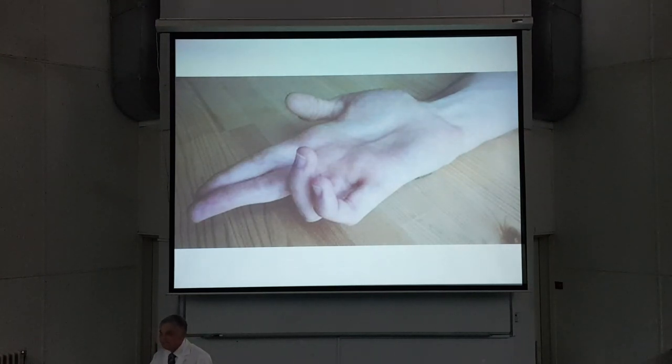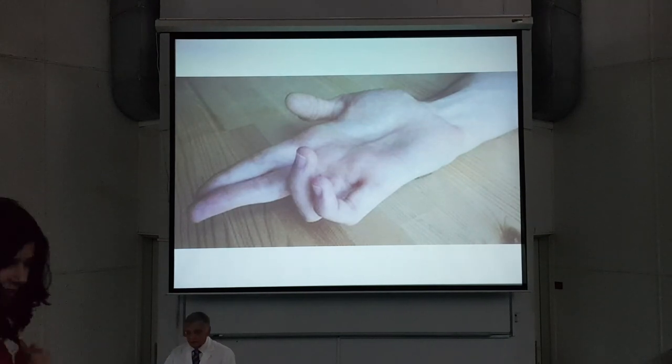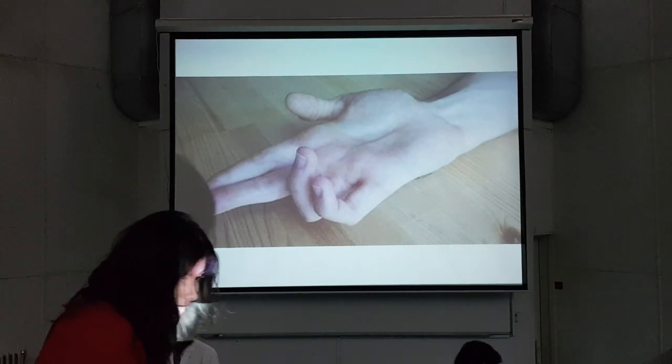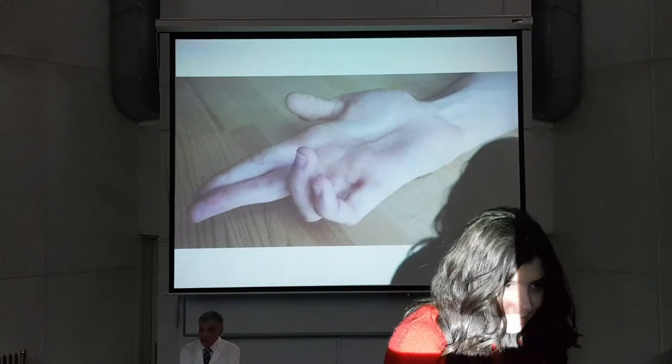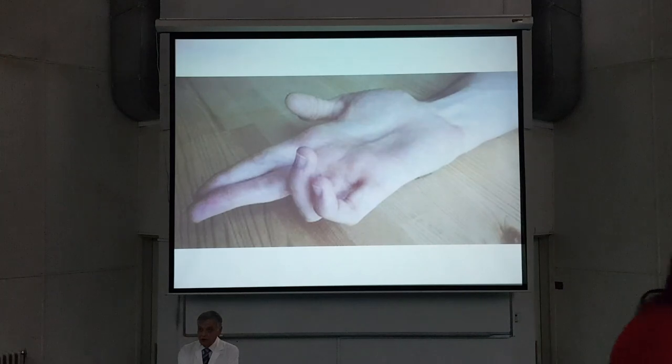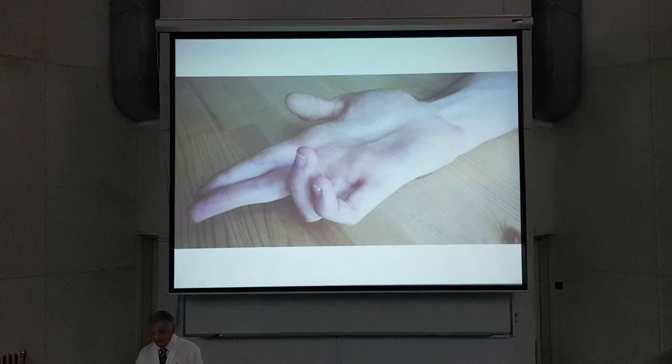They are paralyzed. When time goes on, the paralyzed muscle will have more fibrous tissue and they get what's called contracture, they get shorter. So this is an old problem of the ulnar nerve.